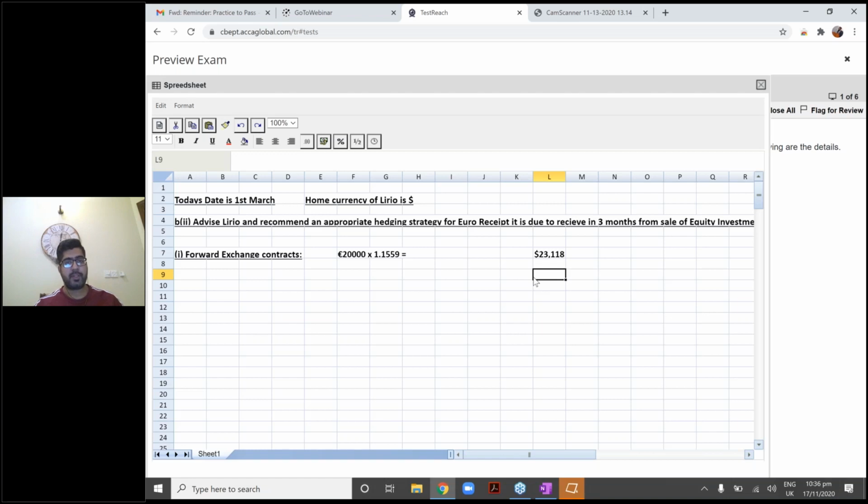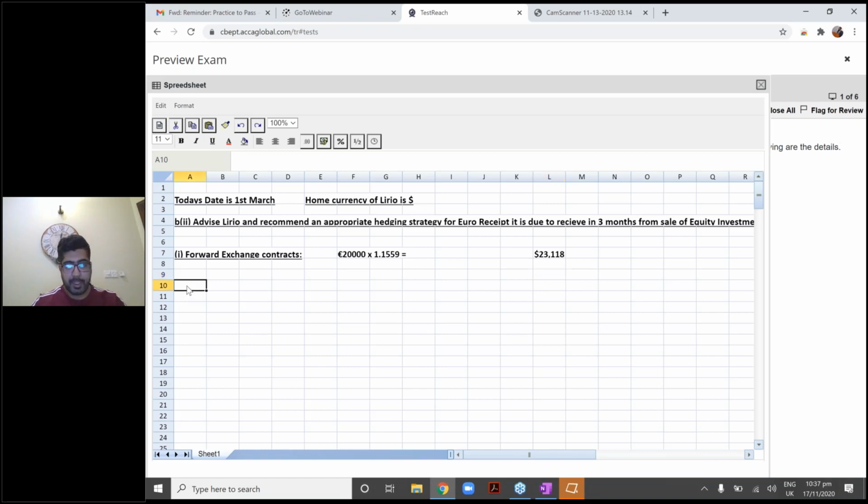You solve the forward exchange contract. You need to advise and recommend an appropriate hedging strategy. So how will you recommend an appropriate strategy? You need to solve all strategies, forwards, futures, options, then decide. So I first solved the forward exchange contract, highlighted the 3-month row because the payment was being received in 3 months. The quote is dollar per euro, the dollar is the numerator, so it's a direct quote, multiply. Lower selling, higher buying. It's a 20 million receipt, so I take it in 1,000s, 20,000, and multiply. Since it's a receipt, I use the selling rate, 1.1559, the lower one, giving 23,118.